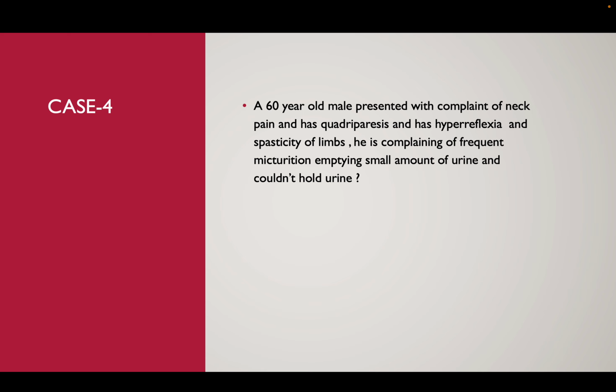A 60-year-old male presents with complaints of neck pain and has quadriparesis, hyperreflexia and spasticity of the limbs. He is complaining of frequent micturition, emptying small amounts of urine, and couldn't hold the urine. So this is one more thing.